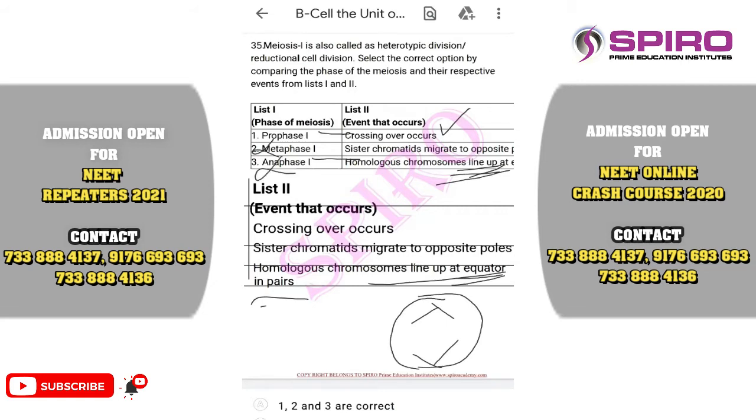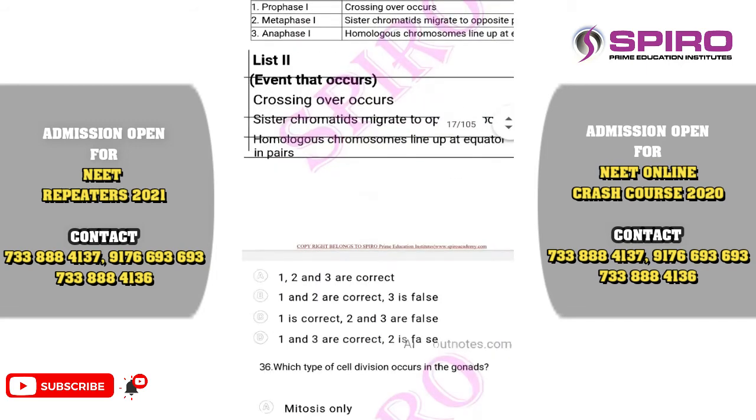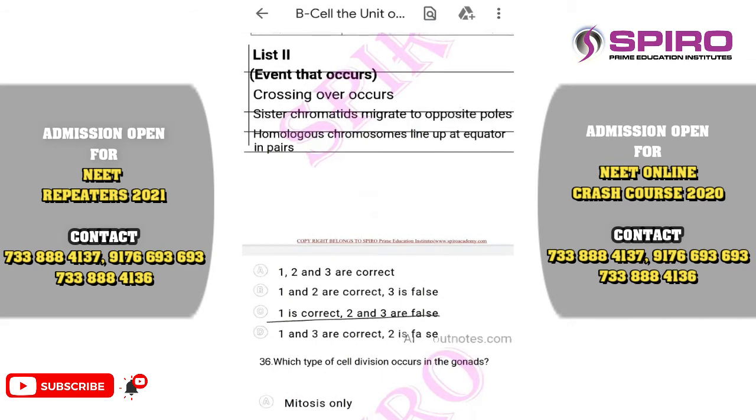Let's proceed to the options. What does it say? One is correct and 2, 3 are false. Yes, option C is correct. We have seen this particular question previously, but the third option was not there. Here we could find that answer. So one is correct and 2, 3 are false.